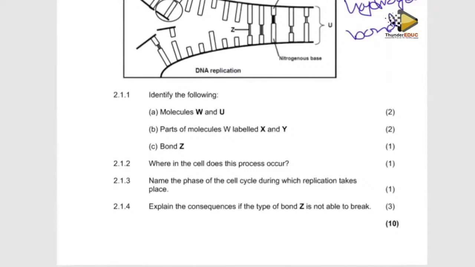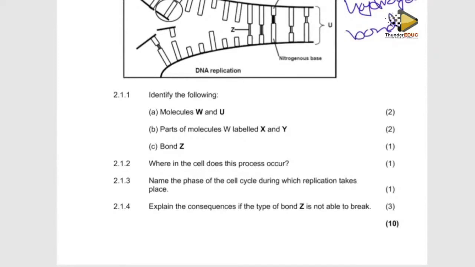And then they're asking where in the cell this process takes place. Where does DNA replication take place in the cell? They have given you the answer, because you know that DNA is found in the nucleus of the cell. If you are talking about this kind of DNA replication, leave alone the mitochondrial DNA and the chloroplast DNA, where is it found? It's found in the nucleus. It's like asking where the king is found. He's found in the palace.